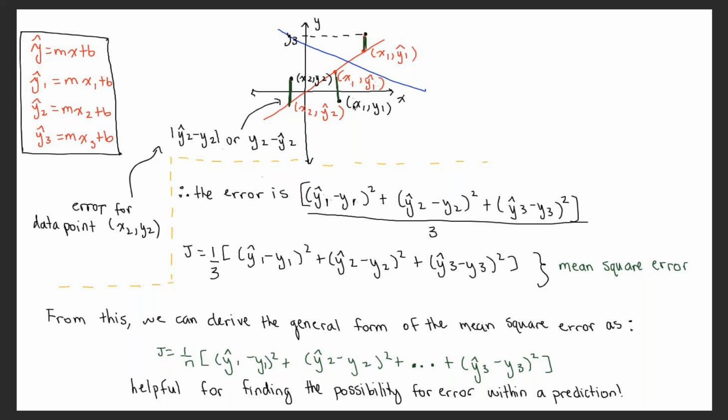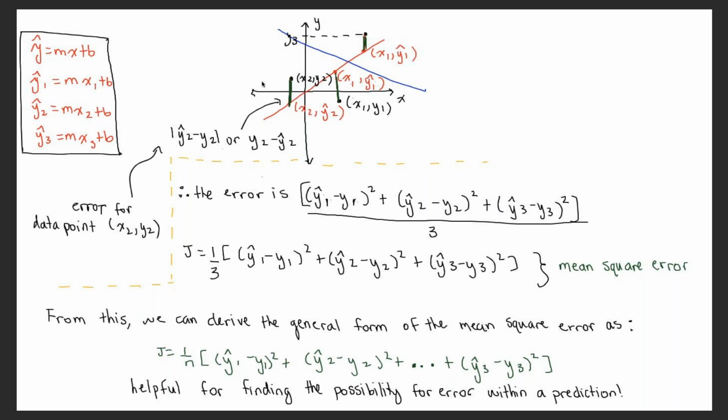And basically, to find the error, we need to be able to calculate the average of all our separate errors. So that's what the mean square error is. From this, we derive the general form of the mean square error as J equals 1 over n times y hat 1 minus y1 squared plus y hat 2 minus y2 squared plus, and then all the way to whatever our final number is. In this case, it was 3, but depending on how many points we have, it would be y hat n minus yn squared.